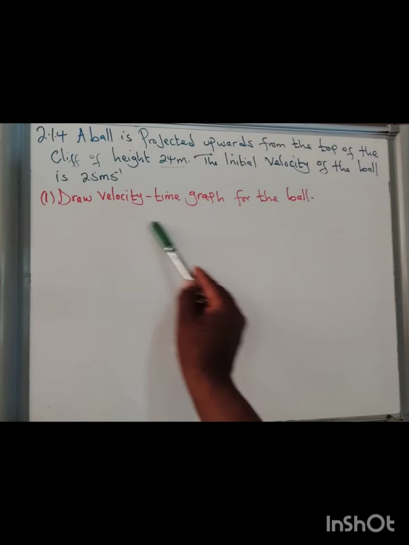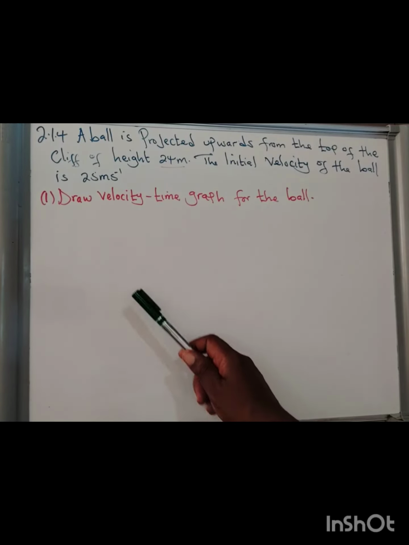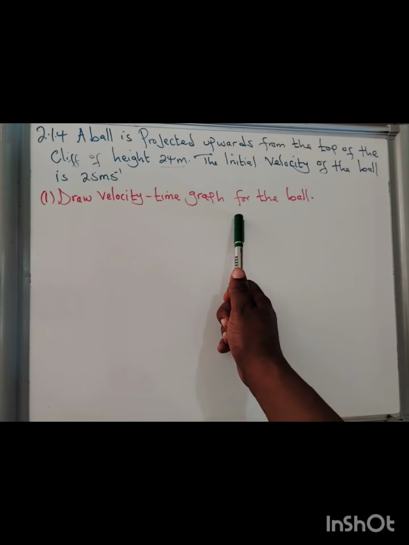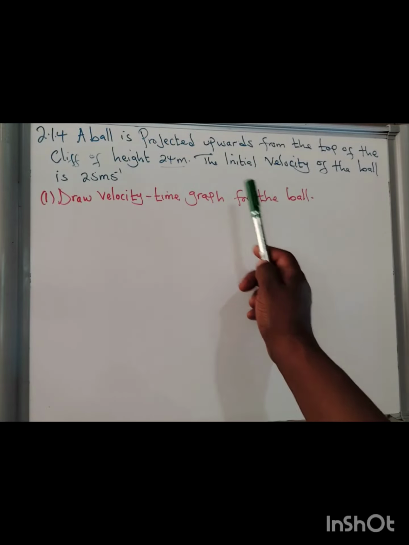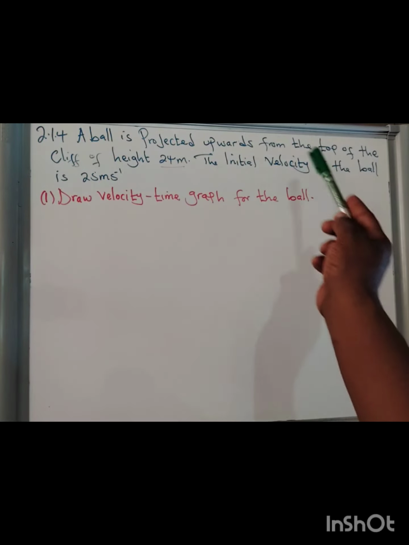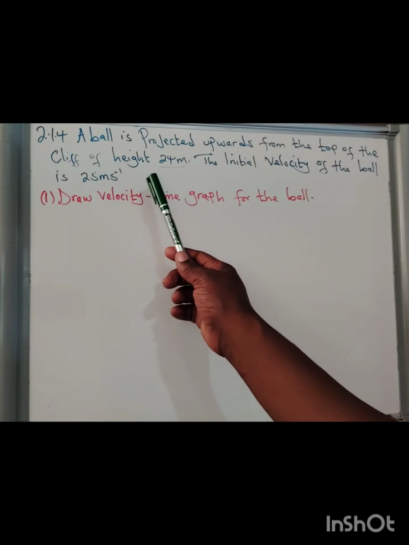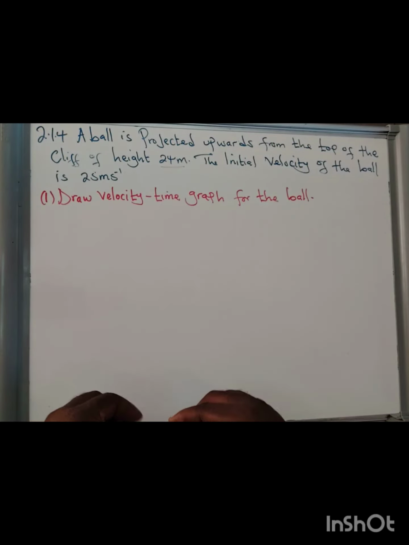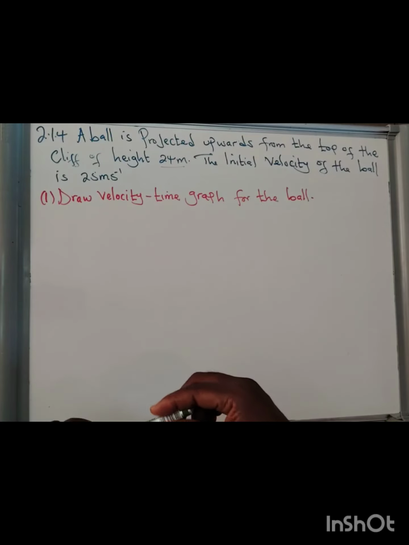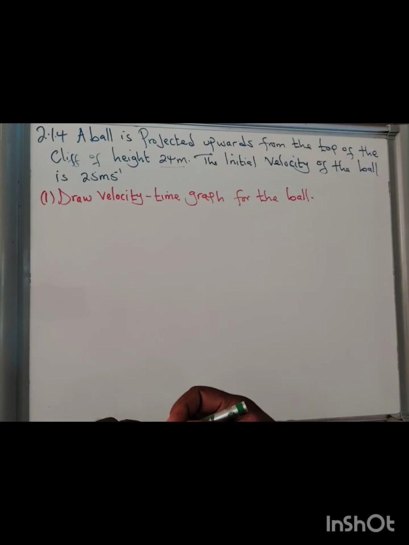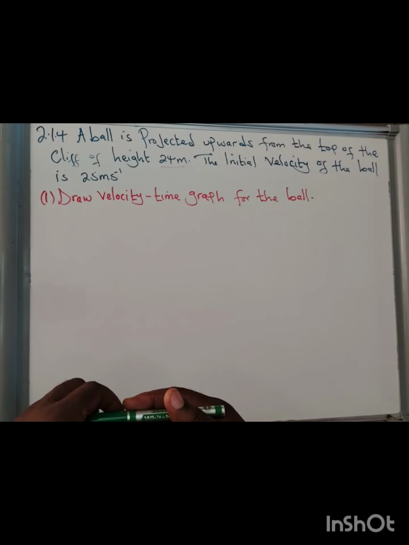Yes, we are having a question at hand, still projectile. It says, draw velocity time graph for the ball. What ball? This ball, which was projected upwards from the top of the cliff of height 24 meters, having initial velocity of 25 meters per second. Yeah, that's the ball, and we are supposed to have its velocity time graph.